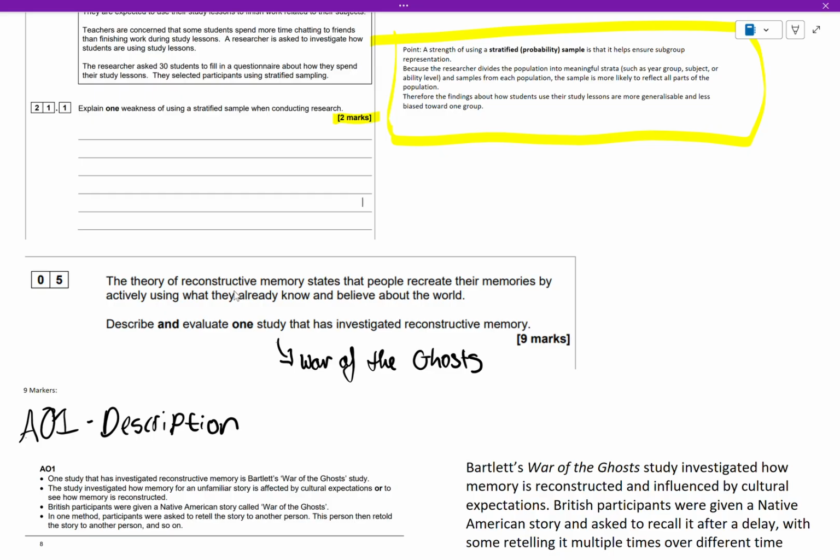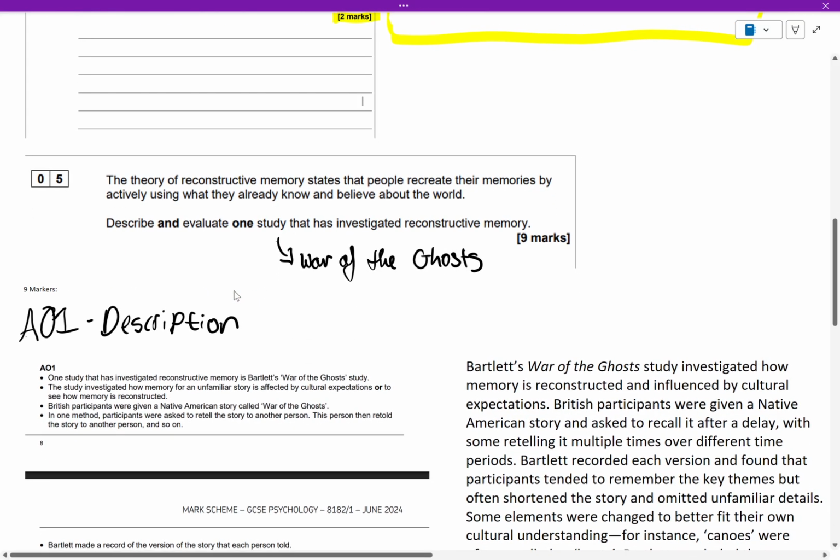very slow, calm approach. So for this question, it says the theory of reconstructive memory states that people recreate their memories by actively using what they already know and believe about the world. So this is some general information that may be used to remind you of the study in case you've forgotten it. I hope not. But describe and evaluate one study that has investigated reconstructive memory.